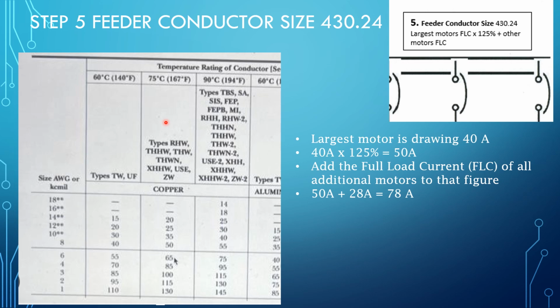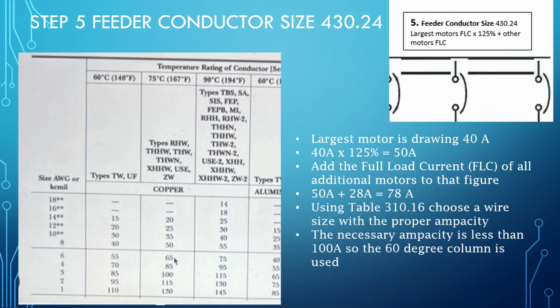So when I'm looking for what wire to use, it's less than 100 amps, so I'm using the 60-degree column. If it is less than 100 amps, we use the 60-degree column. And I'm scrolling down. I got 70 and then 85. So the number 3 has an ampacity of 85 amps. So that's going to be the wire that we choose there.